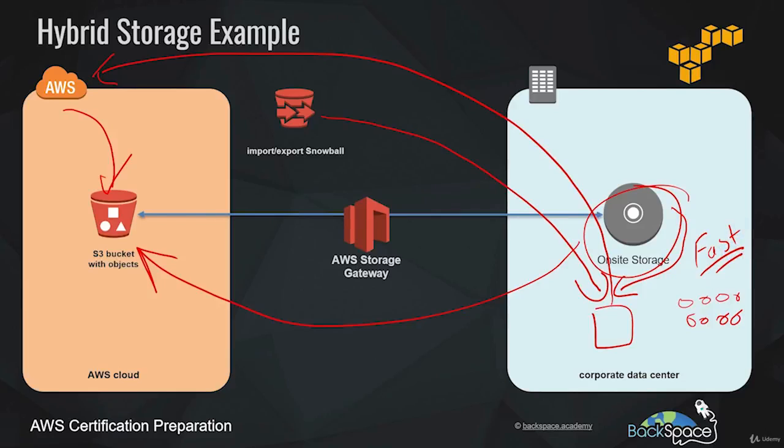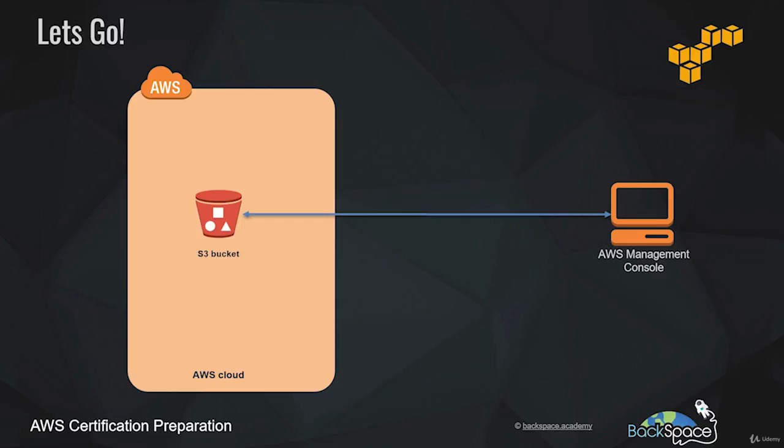Let's have a go at using the Amazon S3 service. What we're going to do now is use the AWS Management Console to connect into the AWS cloud, and then create an Amazon S3 bucket. We're going to upload files to that bucket, and then download files from that bucket. And then finally, we're going to empty and delete that bucket.